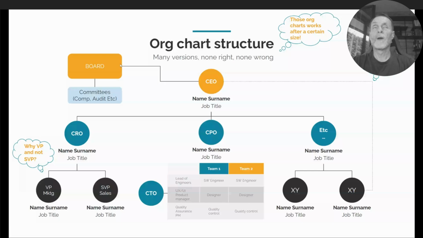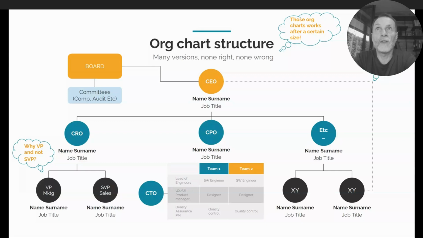So let's start finally with the organization chart. First of all, this is standard organization chart structure. Usually, this organization chart is not working for a 10 people company. It probably starts working when the company is bigger, but those are the best practices.